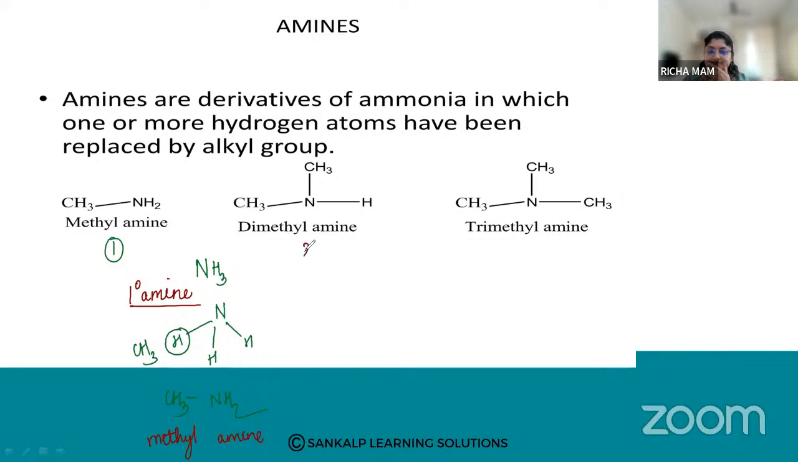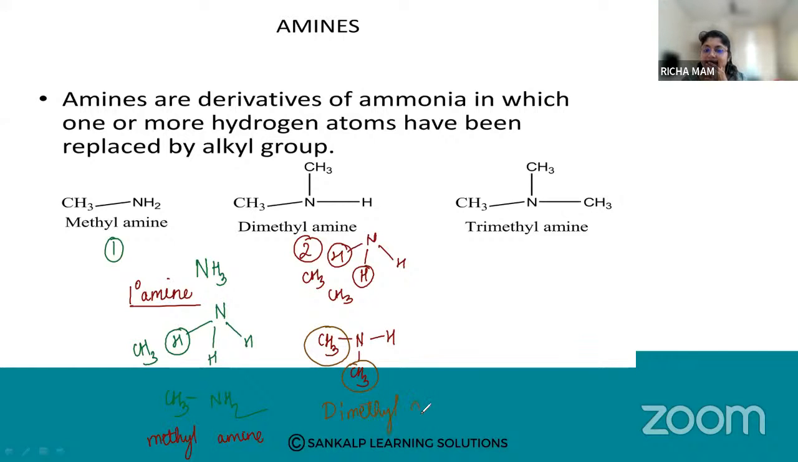Okay, second one. What have we done here? Two hydrogens are replaced by methyl groups. So what does it give rise to? CH3, N, CH3, and H. What is the name of the compound? Two methyl groups are there, so it is dimethyl amine.